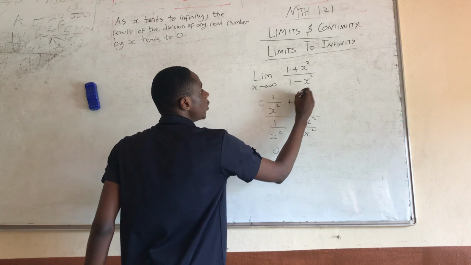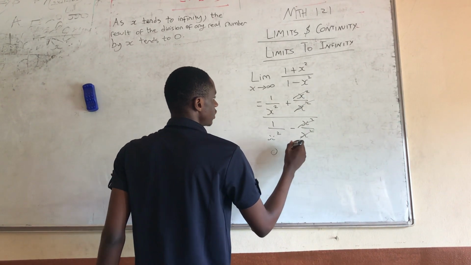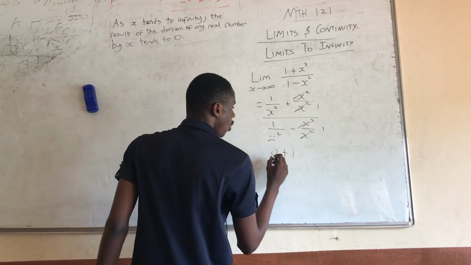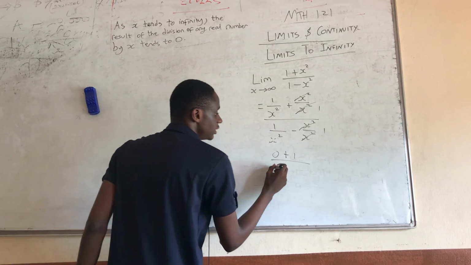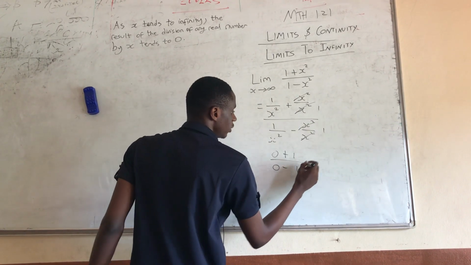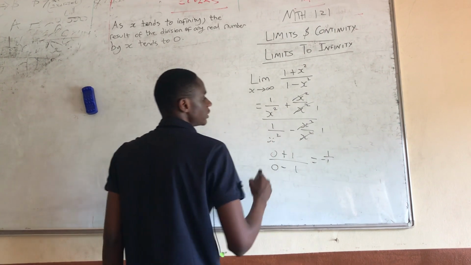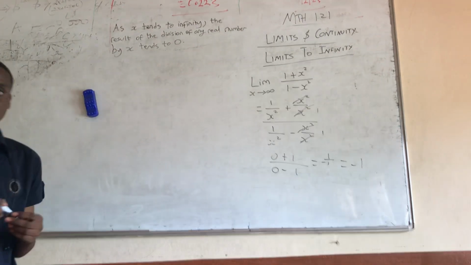This one will cancel this one, this one will cancel this one. So you have 0 plus 1, remember this is 1, this is 1, all over, the same thing happens here. This is a real number, this is a variable. 0 minus 1, which is equal to 1 over minus 1. This is going to be equal to minus 1.